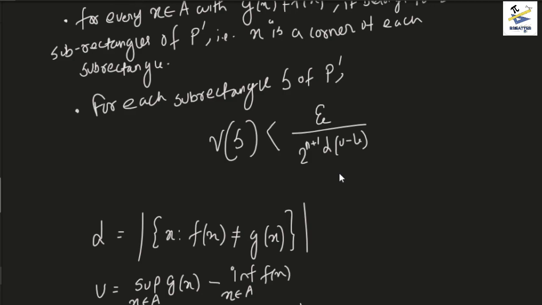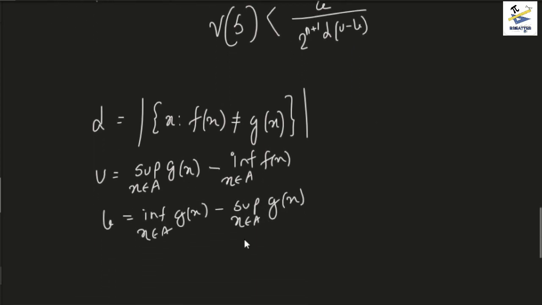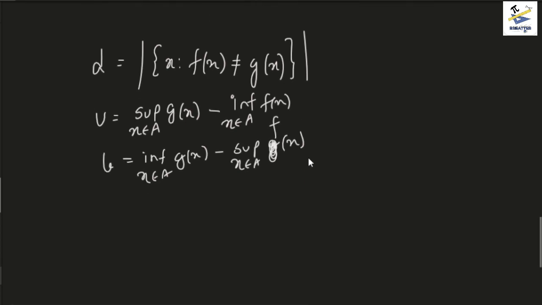And we are also dividing by d of u minus l, where u is basically the supremum of g of x minus the infimum of f of x, and l is the infimum of g of x minus the supremum of f of x. So okay, this should be f of x, obviously, right? So this is what we have in mind. Now for that, what we have here is this.